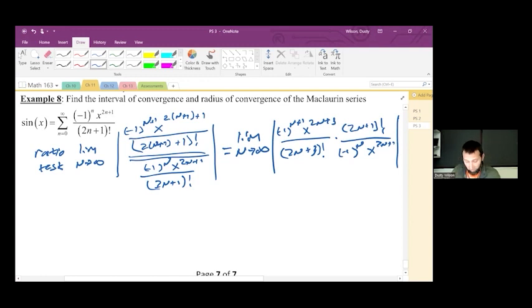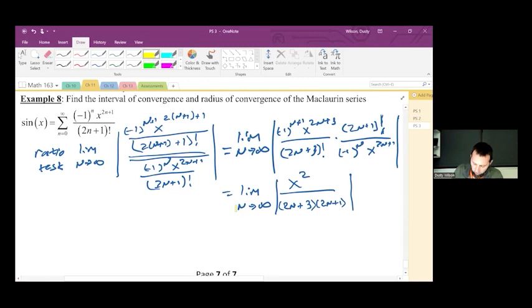Okay. The absolute value is going to kill the negatives. That part's easy. And the factorials simplify. So this is going to be equal to the limit as n goes to infinity of an x squared divided by, notice you have 2n plus 1 factorial upstairs and 2n plus 3 factorial downstairs, and so we've got 2 different terms we have to account for. So we're going to have 2n plus 3 times 2n plus 1.